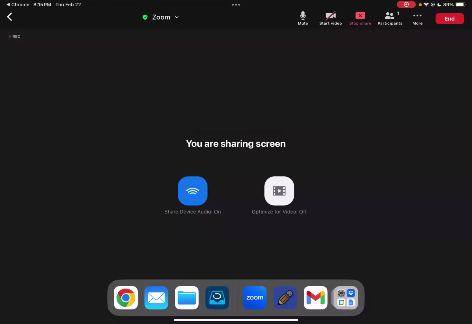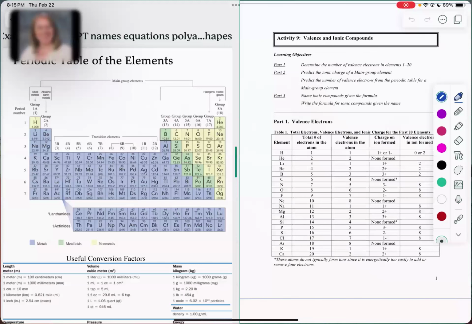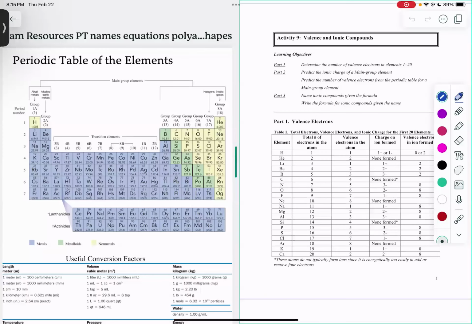Okay, so we're going to be talking about valence and ionic compounds. You should have your handout, and you should also have your best friend, because that's going to be really, really important. The first thing we're going to do is determine the number of valence electrons in the elements, and then we're going to be predicting the ionic charge.